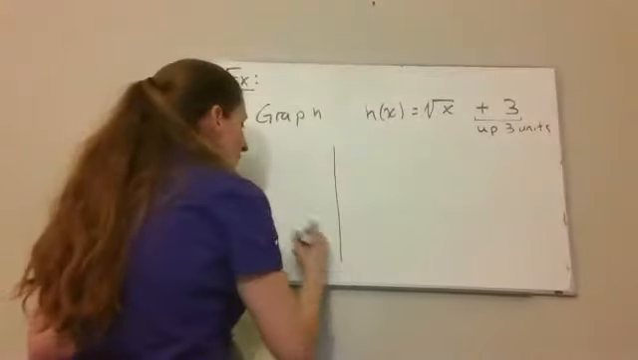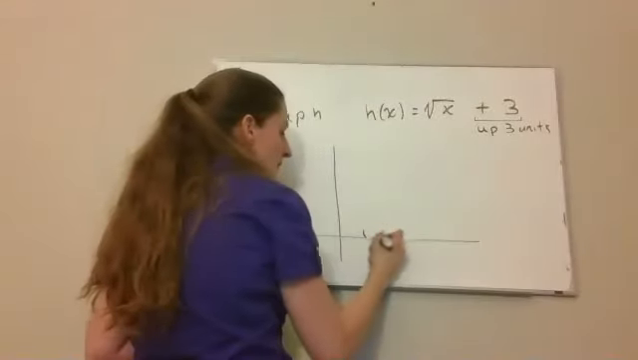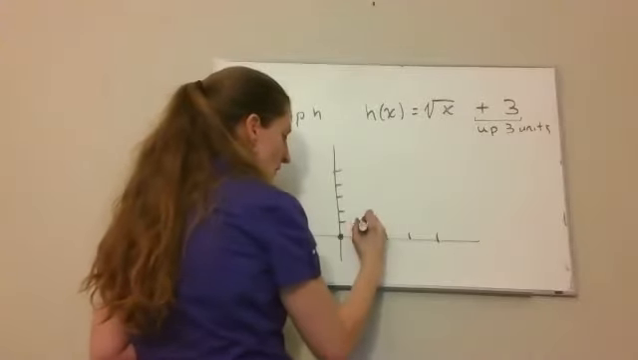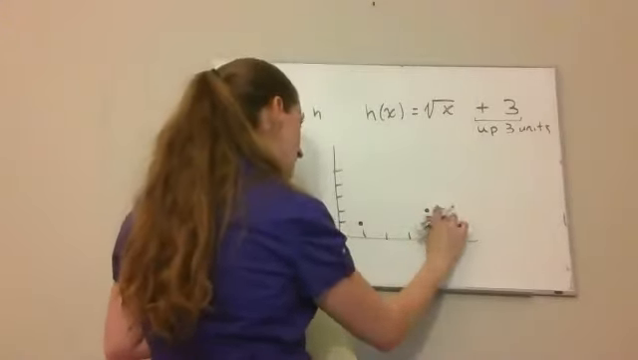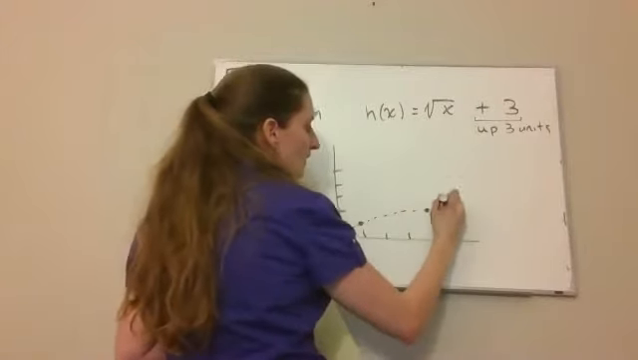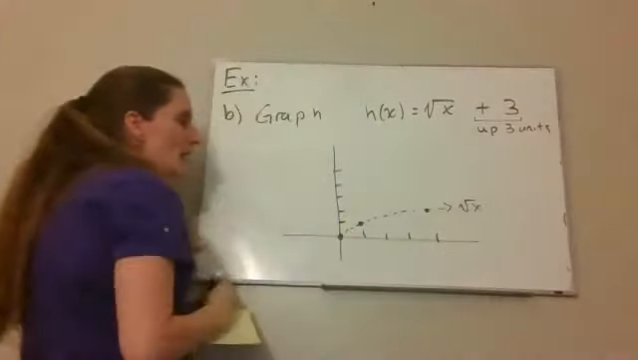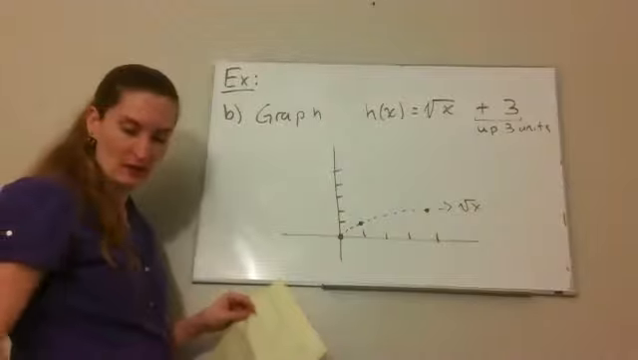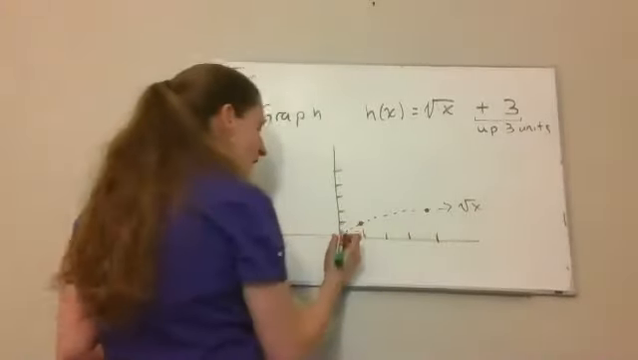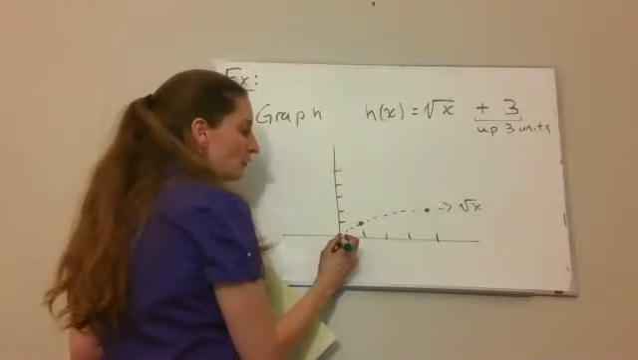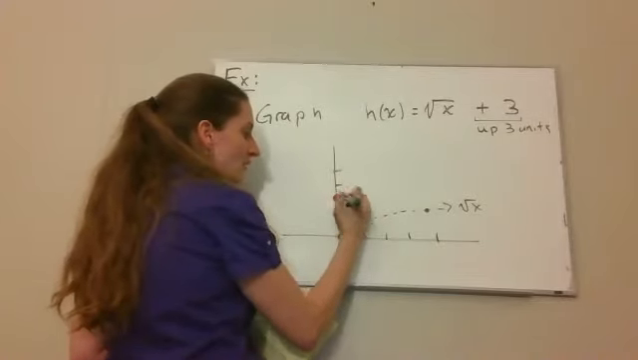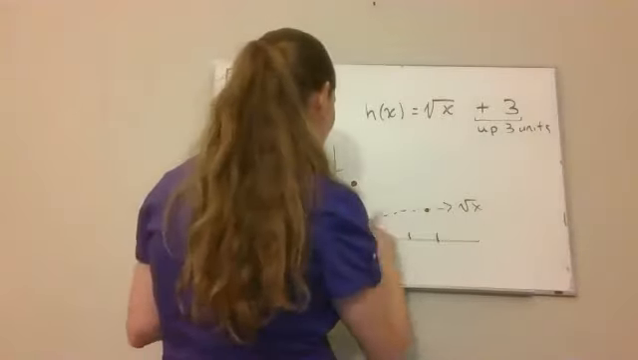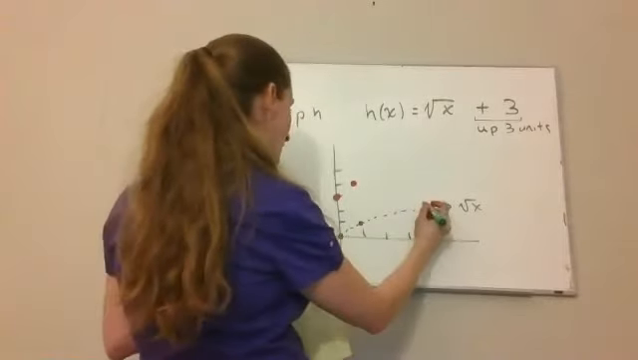So again, we're going to have our basic square root graph, which looks something like this. There's square root x. And then to graph this h of x, I need to move that entire graph up 3 units. So to graph that, let's take the points we know and move them up 3 spots. 0, 0 is now up at 0, 3. 1, 1 is now up at 1, 4. And then this 4, 2 is going to be all the way up at 4, 5.